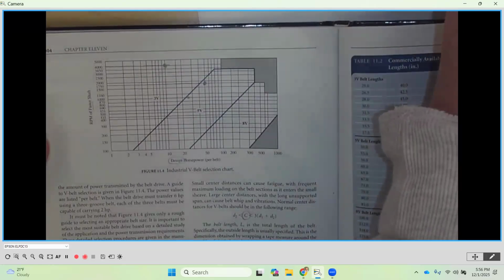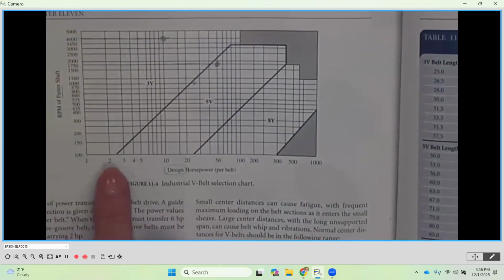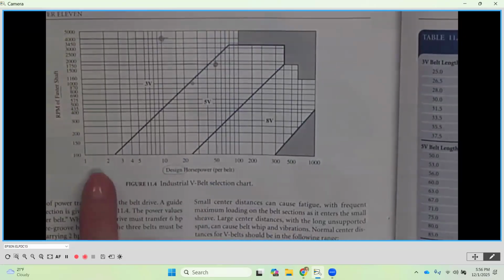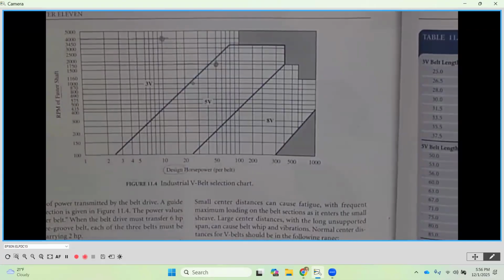To select it, what we want to do is look at the horizontal and the vertical axes here. And first of all, we need to determine what is the design horsepower, the horsepower that we're going to be pushing through this application.